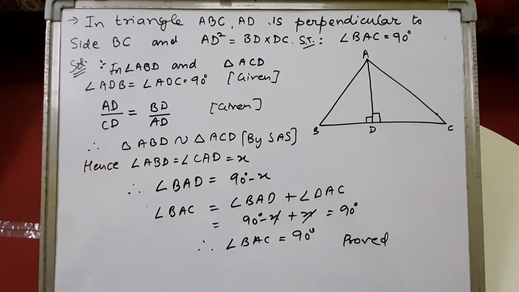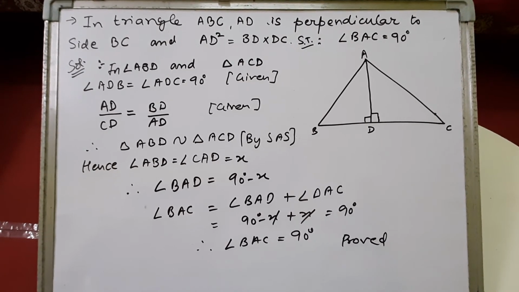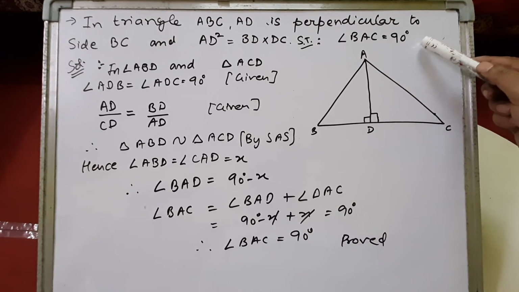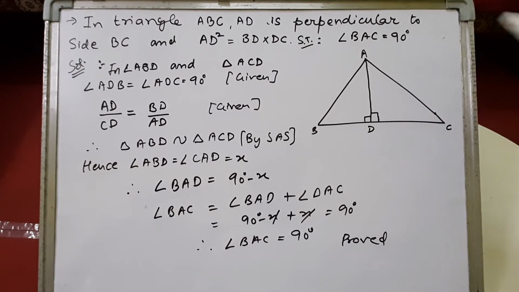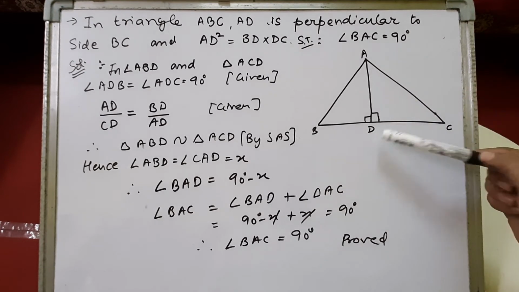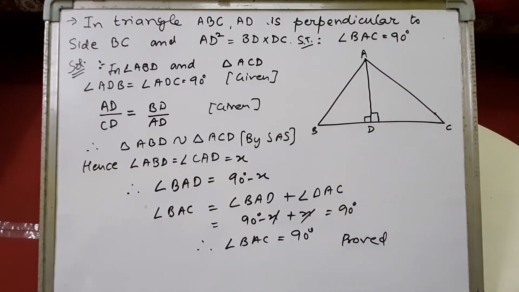Let's see another sum, children. Now here in this question, it is given that in triangle ABC, AD is perpendicular to side BC, and it is given that AD square equals BD into CD. We have to show that angle BAC is 90 degrees. So this is a triangle ABC and I have drawn AD perpendicular to BC. So both the angles will be 90 degrees, right?